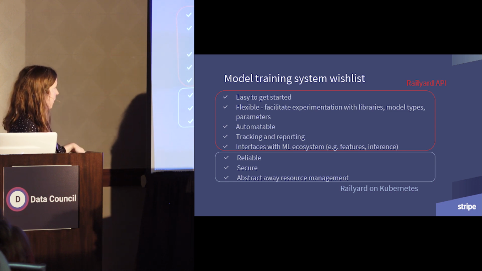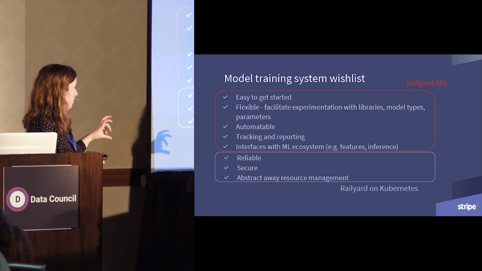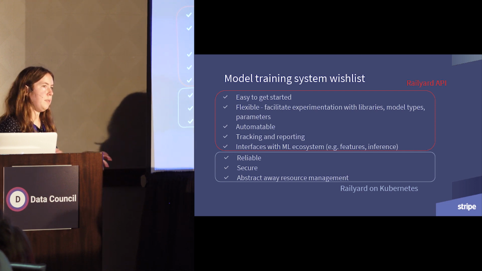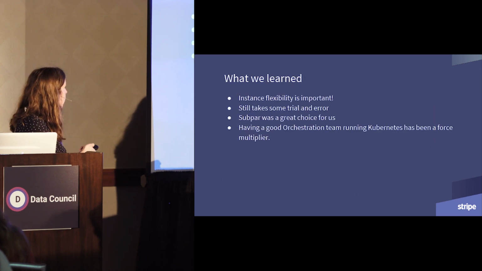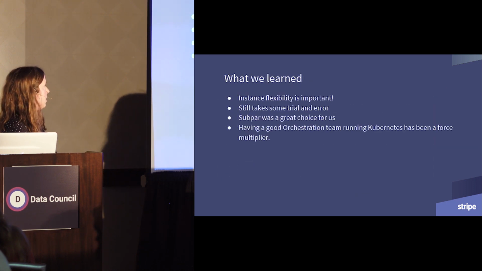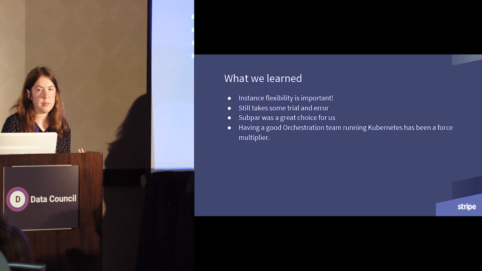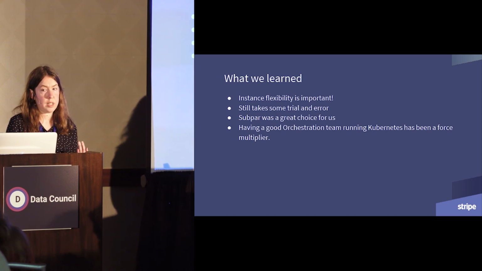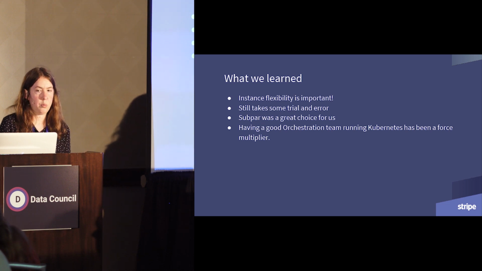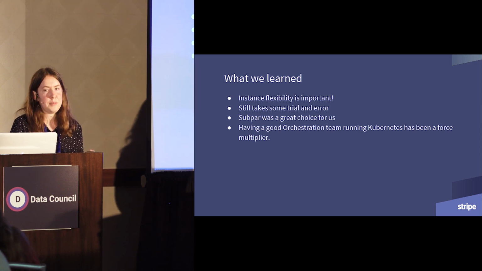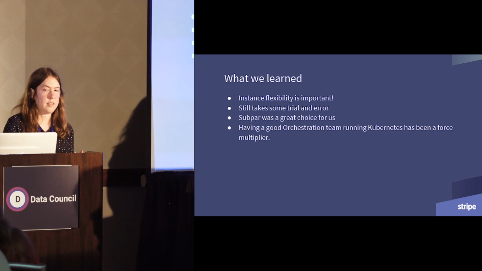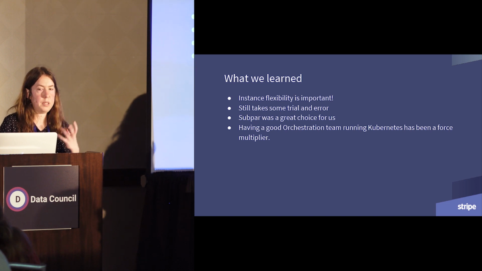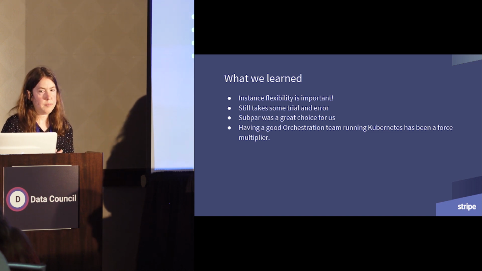All right, so that completes the second chunk of taking away the resource management piece and making everything reliable and secure. And what we learned here is that instance flexibility is really important because different machine learning workloads have really different needs. We may run in one day thousands of time series forecasts, or a long-running word embedding model, or a fraud model that's using hundreds of gigabytes of data. And just being able to iterate and scale all of that really quickly has been really important for us.